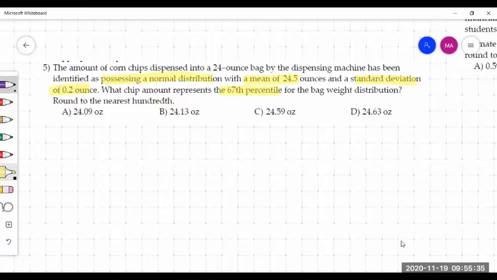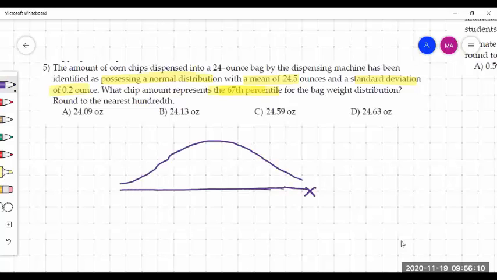So first, the 67th percentile means that 67% are below this one. This would be the cutoff point where 67% are below and the remaining 33% are above. And because it's a normal distribution, if we draw the curve, it would come up like this, and 67% is, assume, here somewhere.